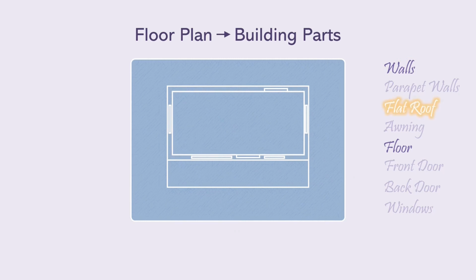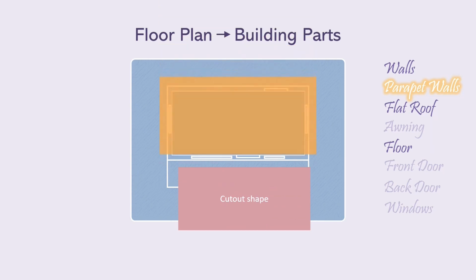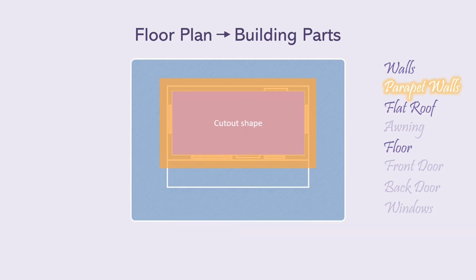Draw a rectangle for the flat roof. For the parapet wall shape, first duplicate the flat roof drawing. We'll use this as the cutout shape. Draw a rectangle for the parapet wall. It should be slightly larger than the other walls. Use the Subtract Shapes tool again to make the cutout.